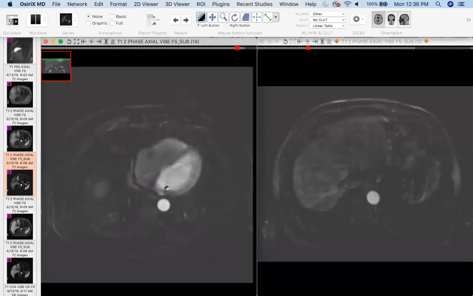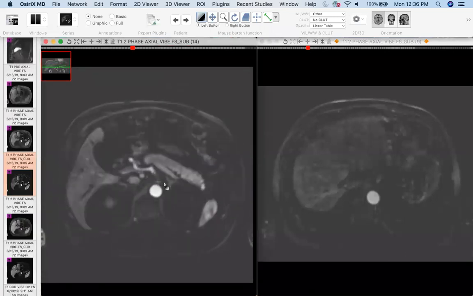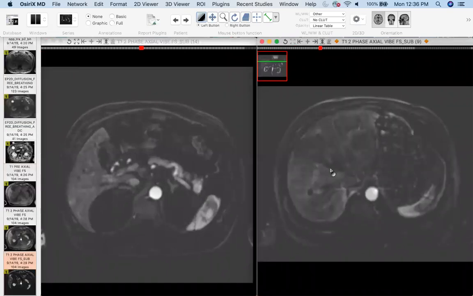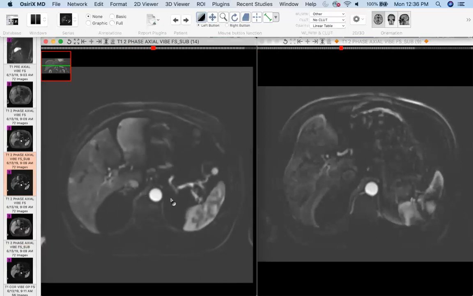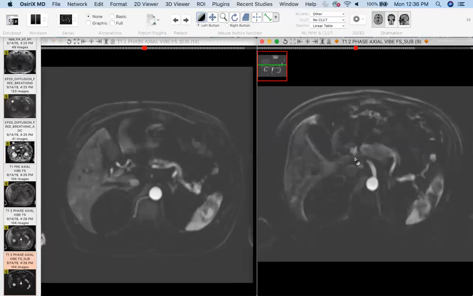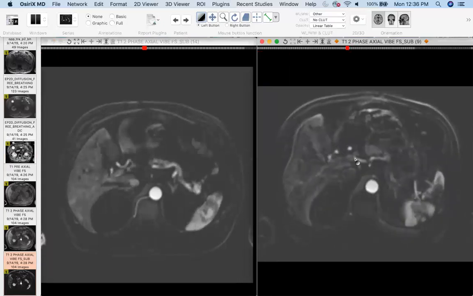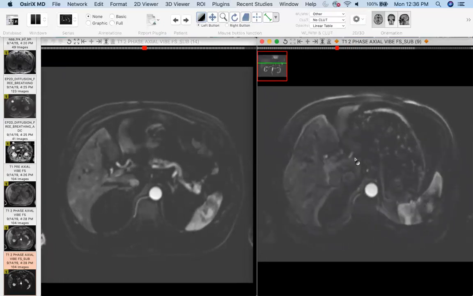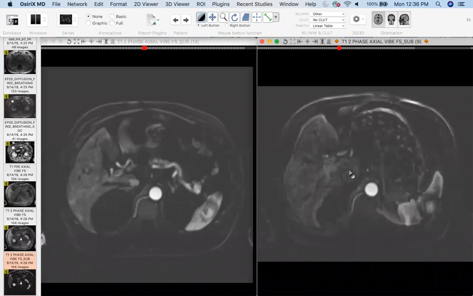True. That's a pitfall, because if the second one was the first case, and the one you're scrolling through was the follow-up study, you may think, oh my goodness, they increased in size and number. But you have to be aware that depending on the phase of imaging or the exact timing of the bolus, they can be bigger or smaller. That's another pitfall. That's a really great point, actually. I didn't notice that, but you're right.